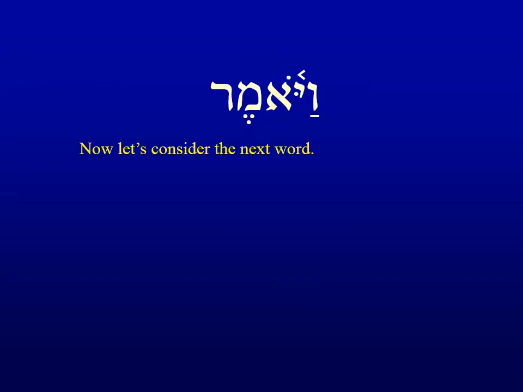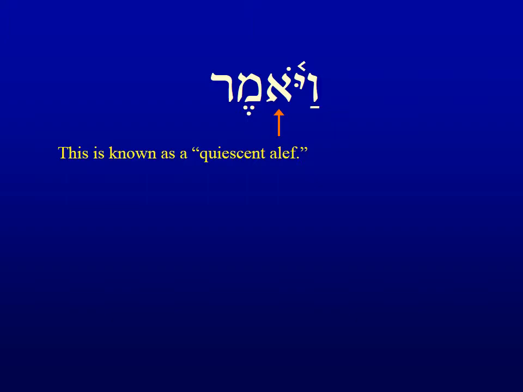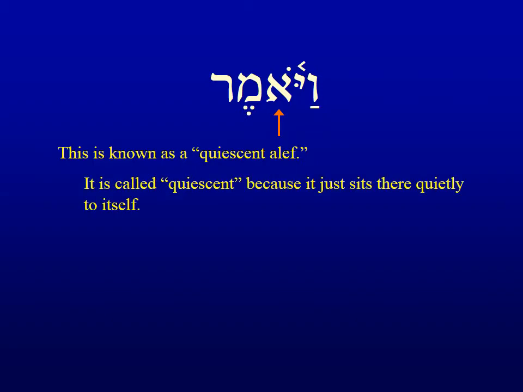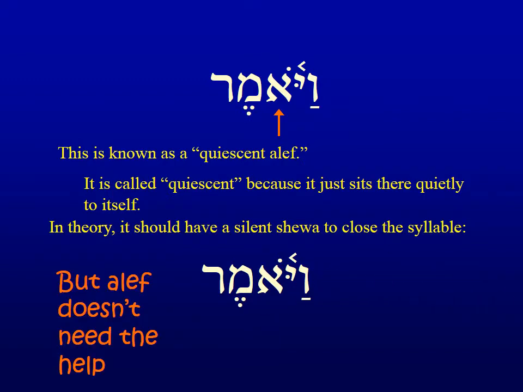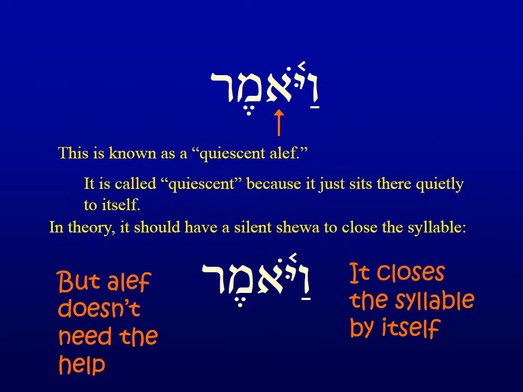First word is this one. Now, this aleph, you'll notice, has no vowel and no shva, which according to our vowel rules is impossible. So this is one of the points at which our vowel rules need to be a little bit modified. This is what is known as a quiescent aleph. It's called quiescent because the aleph sits there quietly to itself. It actually has no pronunciation function in this word. In theory, you should have a shva under that aleph to look like this, but the aleph doesn't need the help of the shva. It's just closing the syllable all by itself.